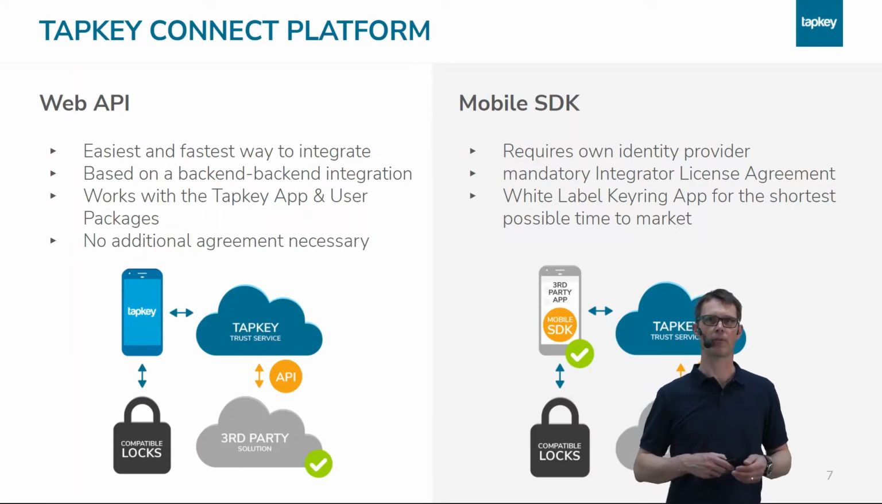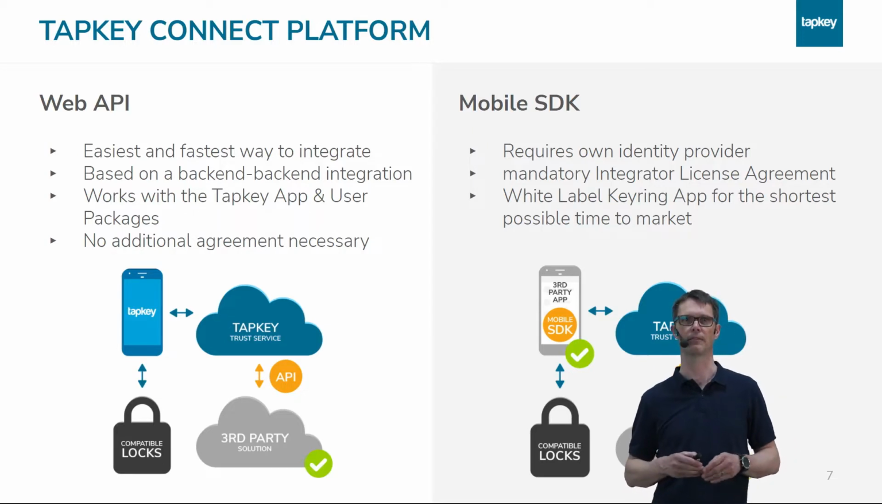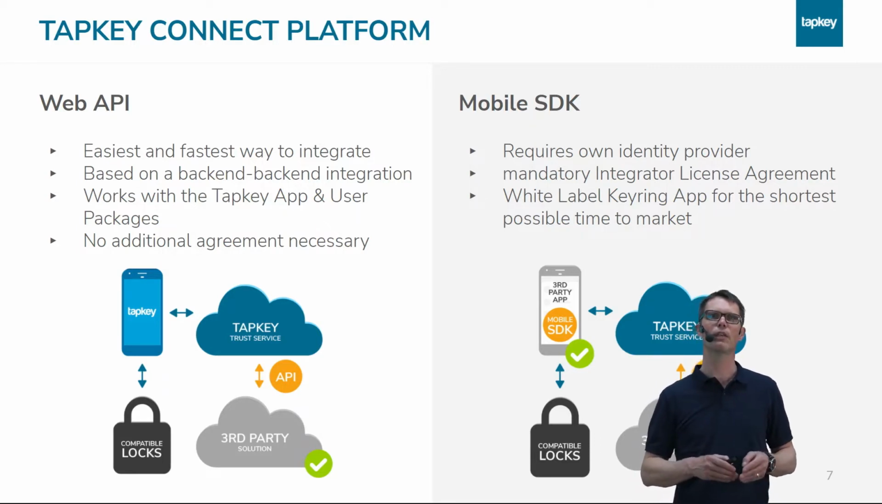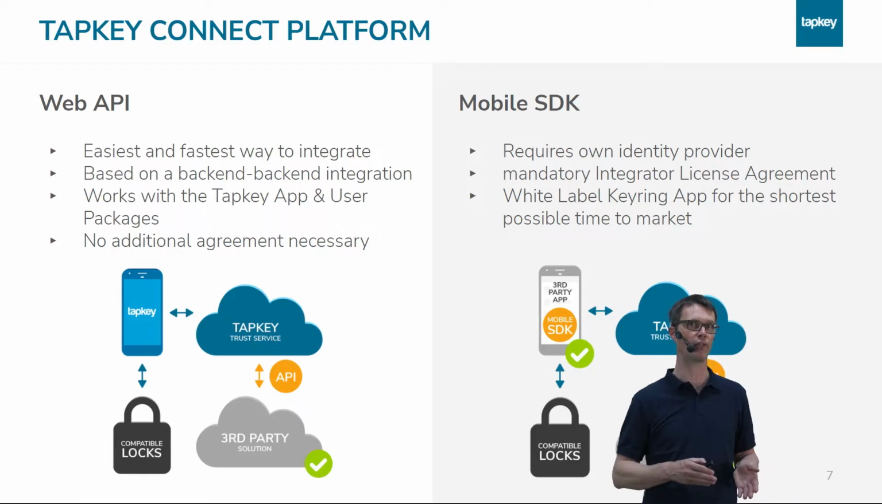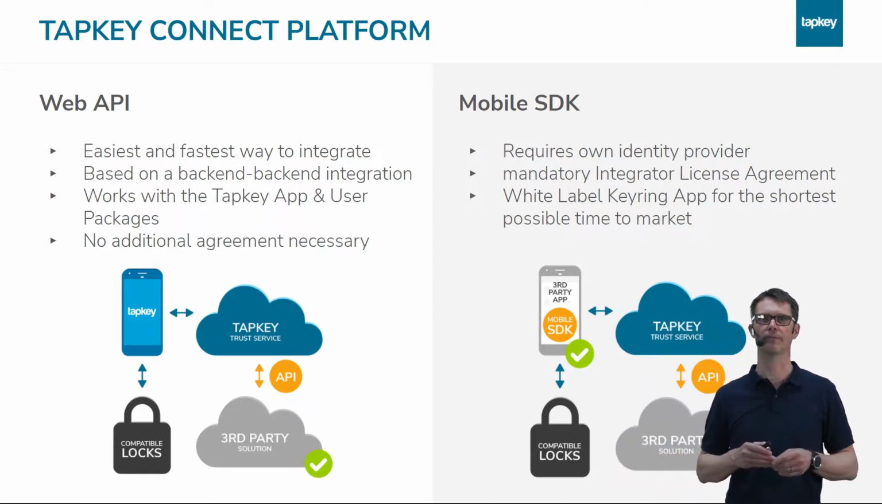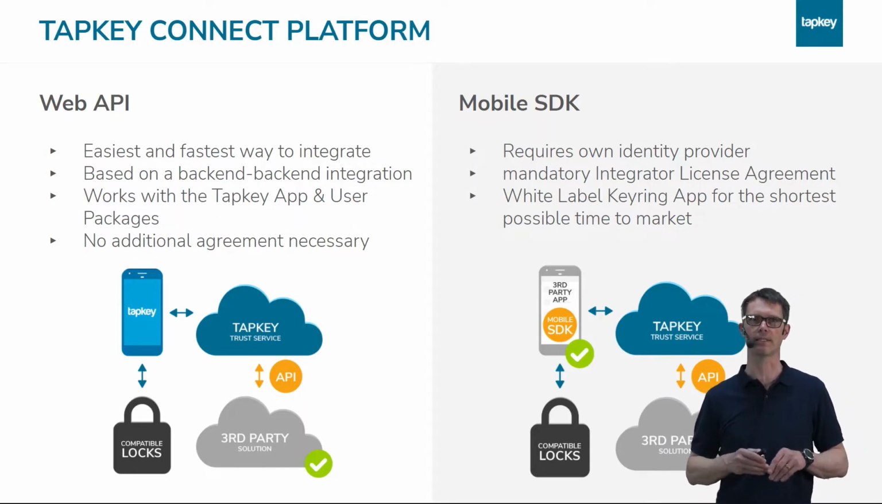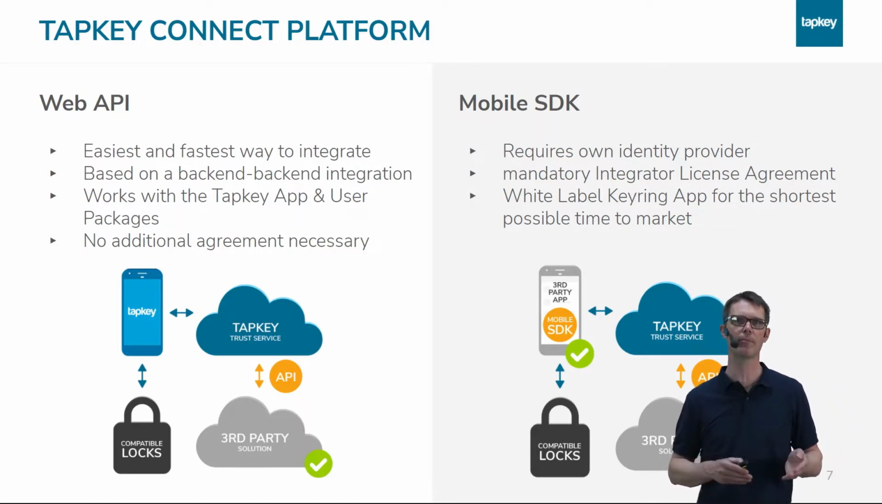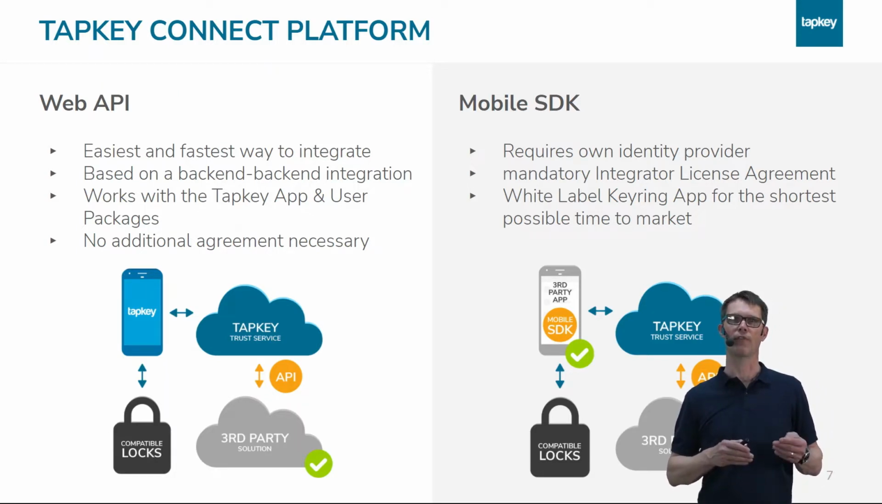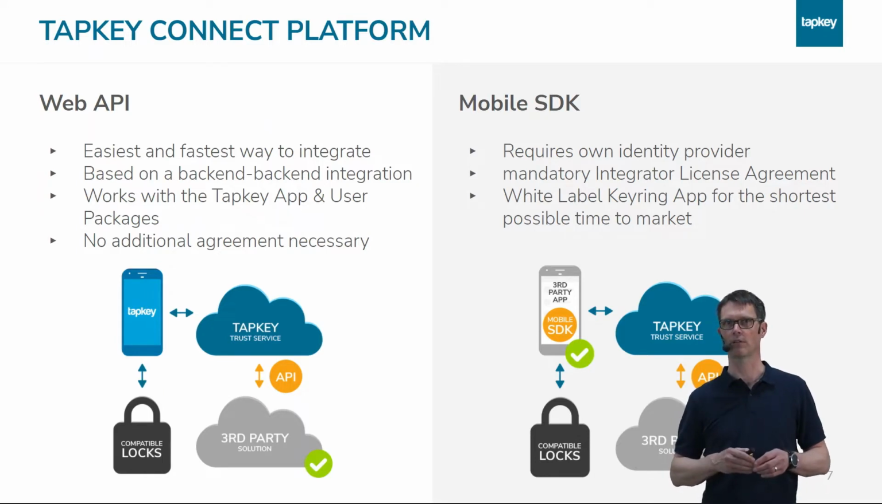The Tapkey Connect platform basically consists of the Web API and the mobile SDK. The Web API provides web service interfaces which are used to manage your locking system. Platform partners use these interfaces to connect their platform to the Tapkey Trust service. Whatever type of integration you plan, the Web API is the basis. The simplest integration uses the Tapkey app to unlock. The necessary smartphone user package are available via the app or online store. No further agreement with Tapkey is necessary.